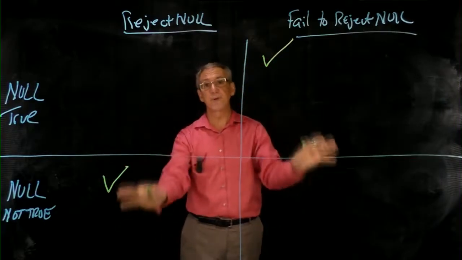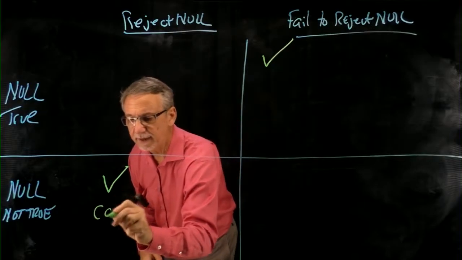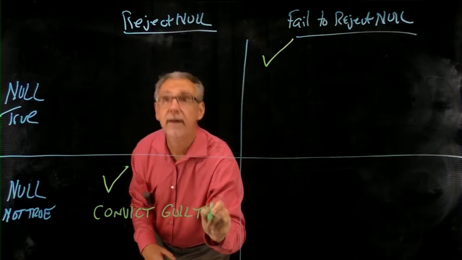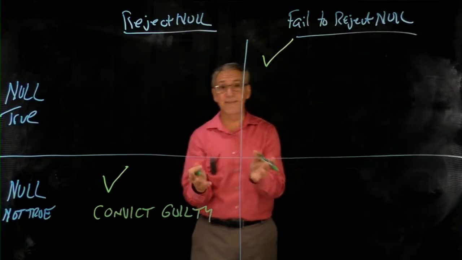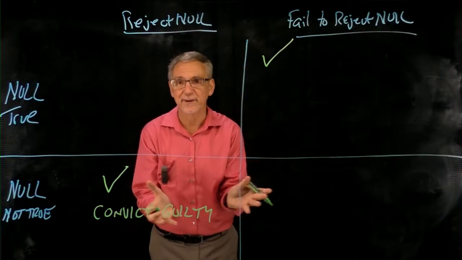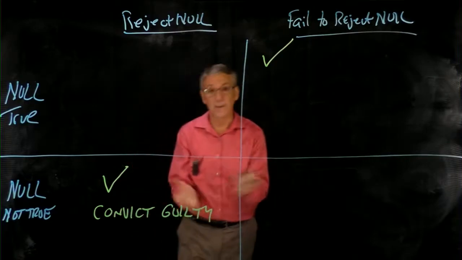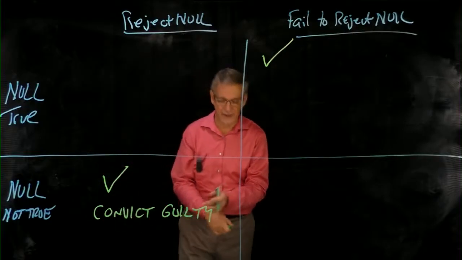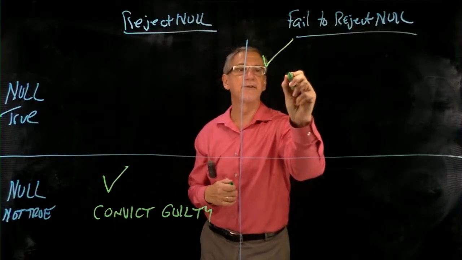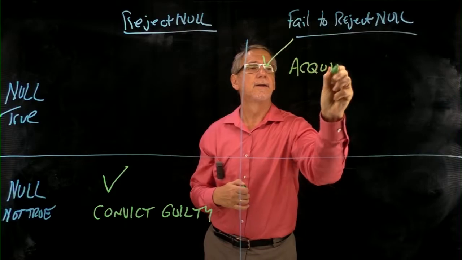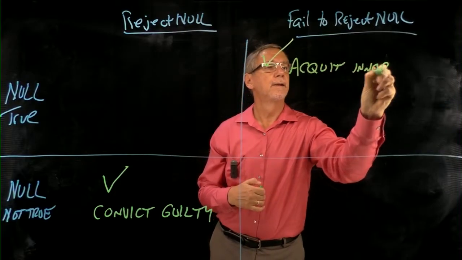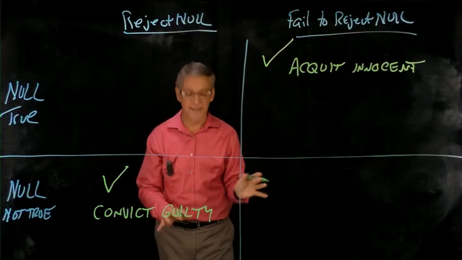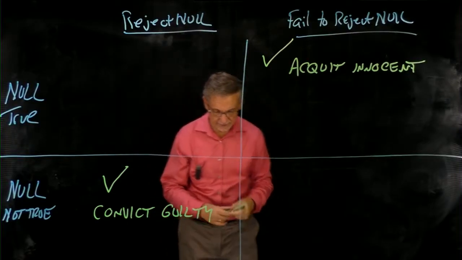So if this is a jurisprudence type of application, here I want to convict the guilty, right? Okay, so if the null hypothesis is that the person on trial in a criminal trial is not guilty until proven so, we want to convict guilty people if in fact that null hypothesis is not true. Otherwise, we'd like to acquit the innocent. Okay, the null hypothesis is that someone is innocent, so we want to stick with that and not reject it if in fact they are innocent.